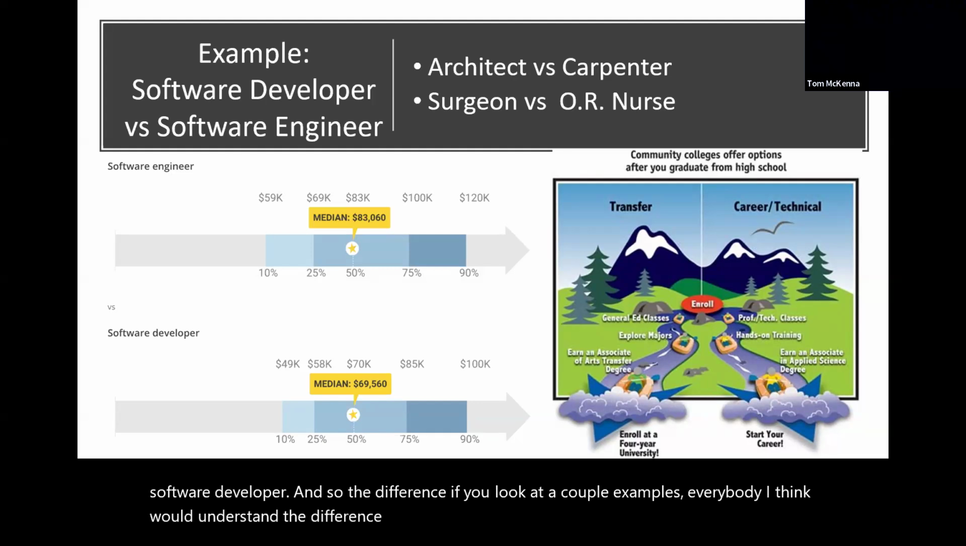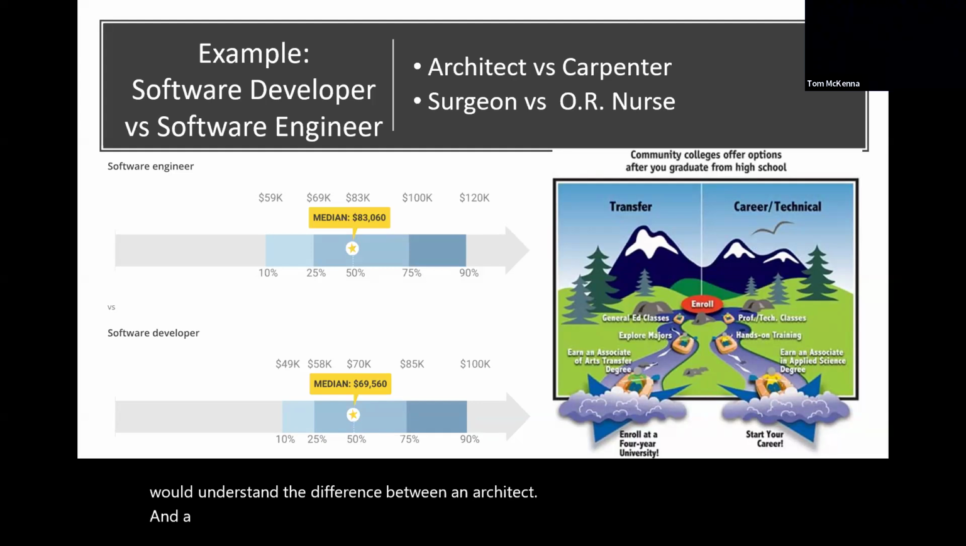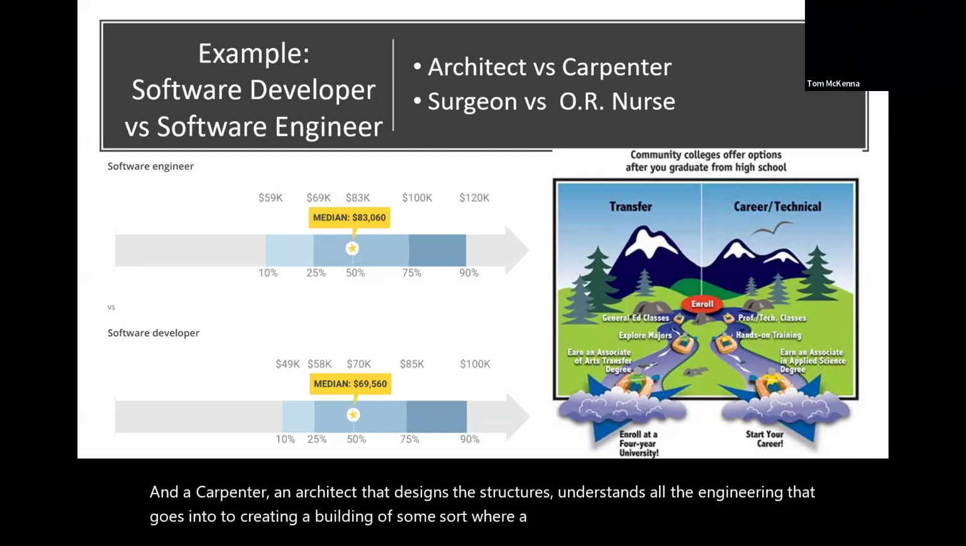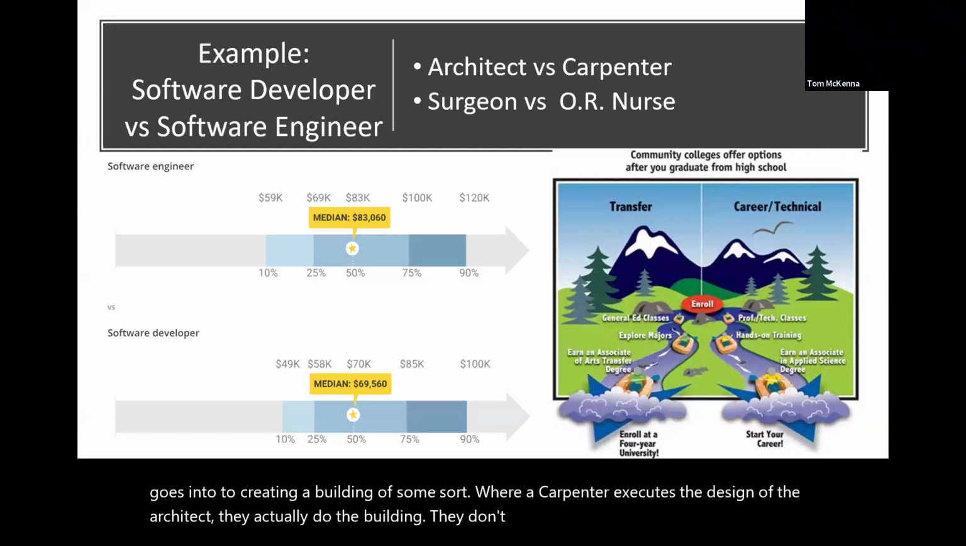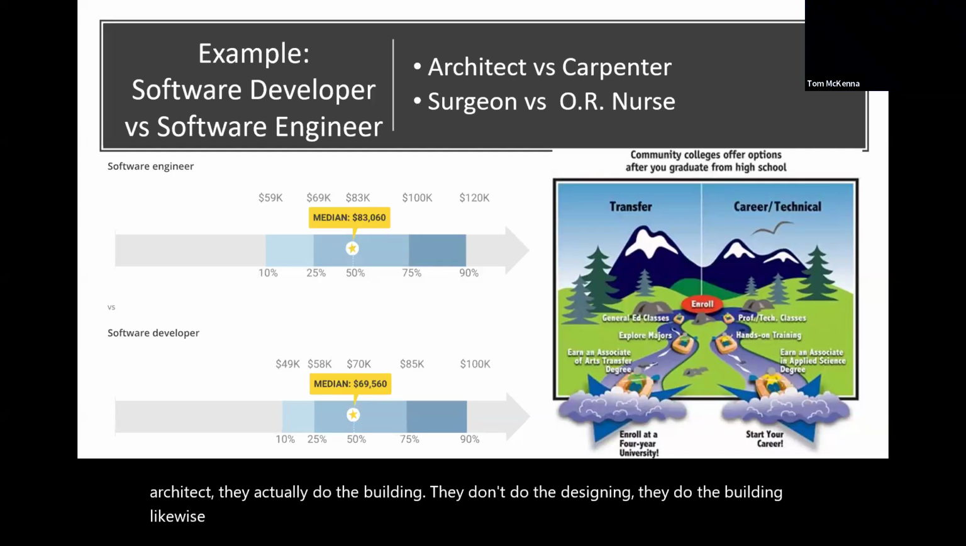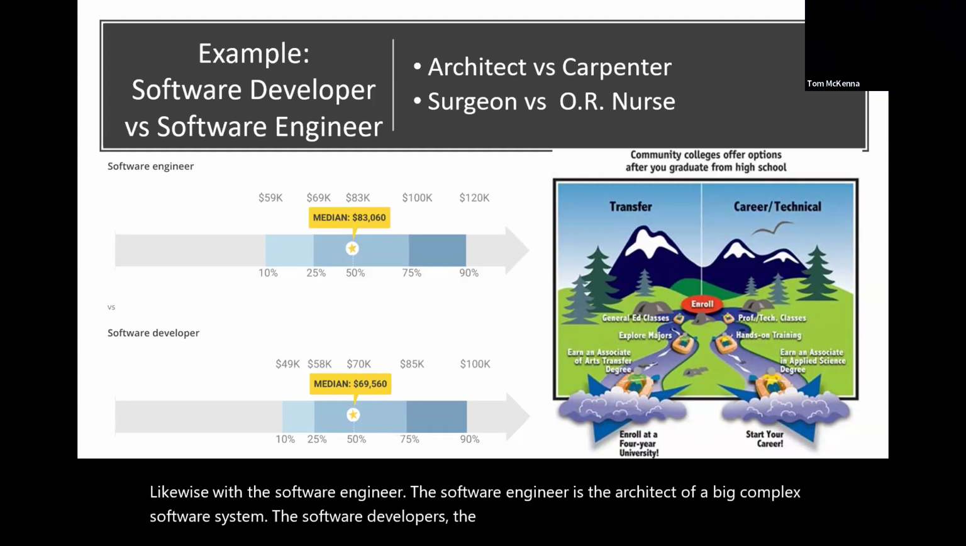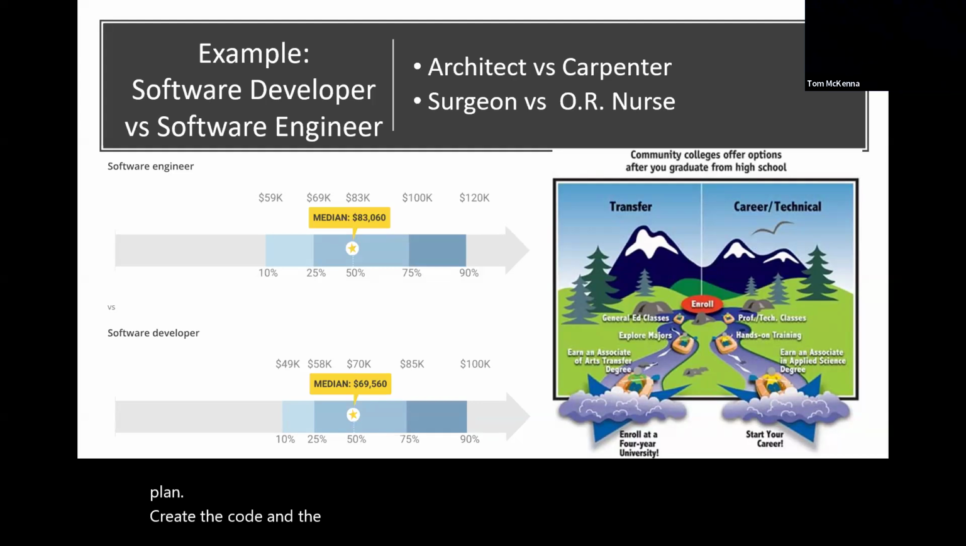And so the difference, if you look at a couple examples, everybody I think would understand the difference between an architect and a carpenter. An architect designs the structures, understands all the engineering that goes into creating a building of some sort, where a carpenter executes the design of the architect. They actually do the building. They don't do the designing, they do the building. Likewise with a software engineer. The software engineer is the architect of a big, complex software system. The software developer is the carpenter, the one that actually executes the plan to create the code and the modules for the software. Different education, completely different jobs.